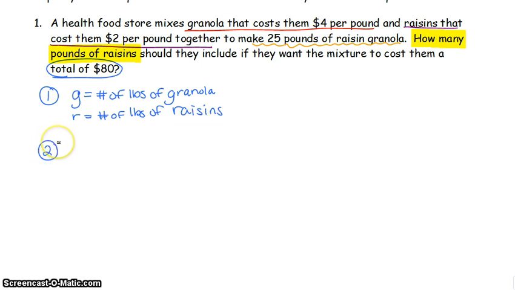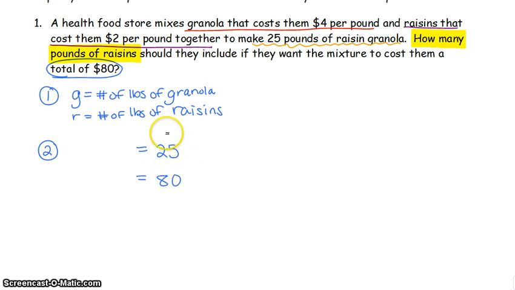Then we're going to use our information that we were given to write two equations. I always look for two totals. As I read through, there's two totals that I'm given. I have to make a total of 25 pounds of the granola, and I know it's going to have to cost a total of $80. Whatever my totals are, that's what I'm going to set my equations equal to. Generally, not always, there's an equation for quantity and there's an equation for cost. Again, not always, but normally.